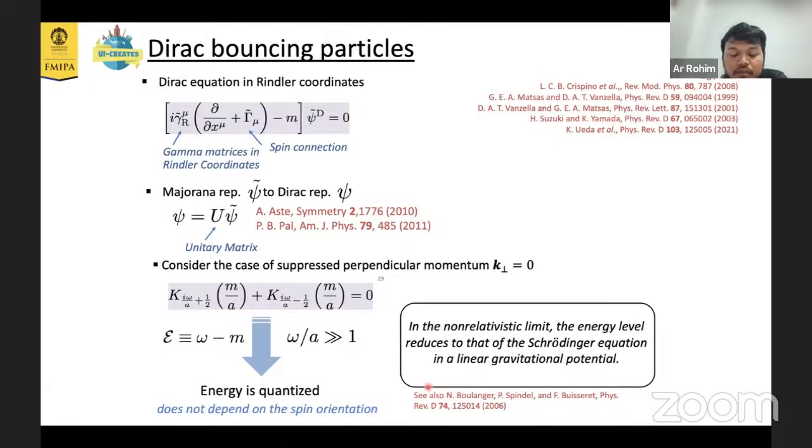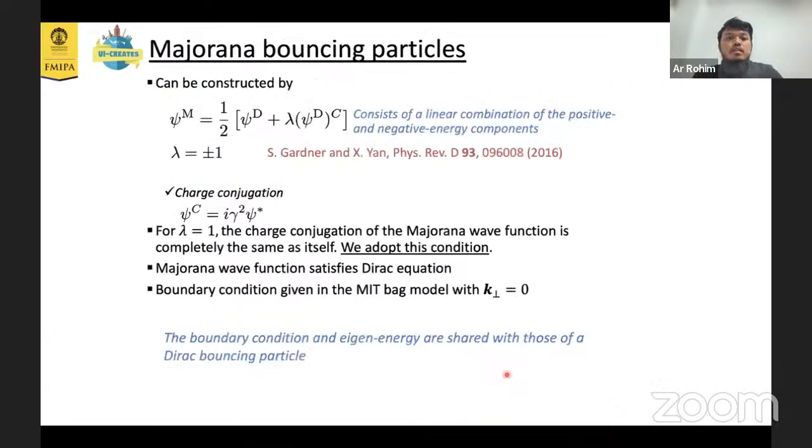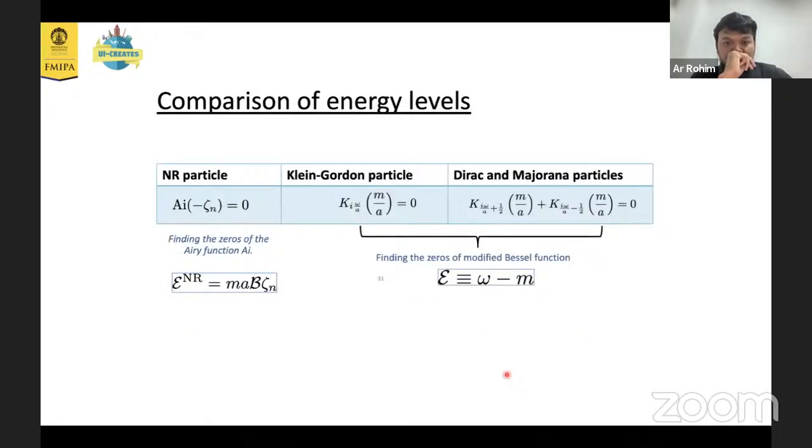You can also see the work by this paper, which considers Dirac particles in a gravitational field. We can skip this one because we do not discuss the Klein-Gordon particle, so we may focus on this one. For the non-relativistic particle, we know that the energy corresponds to the zeros of the Airy function Ai, and for the Dirac particle it corresponds to the zeros of the modified Bessel functions.